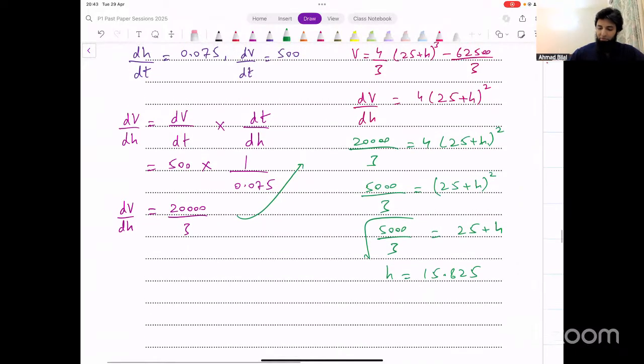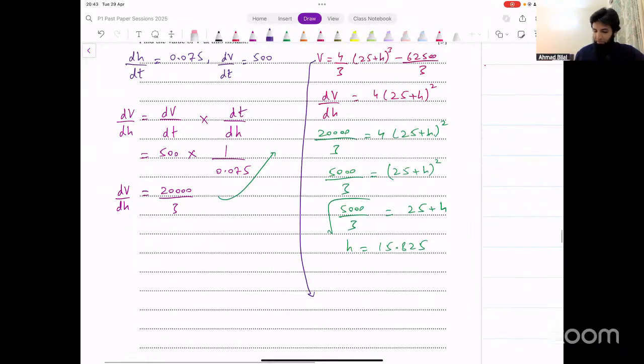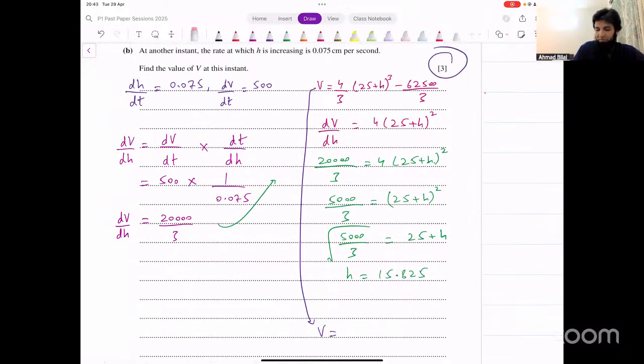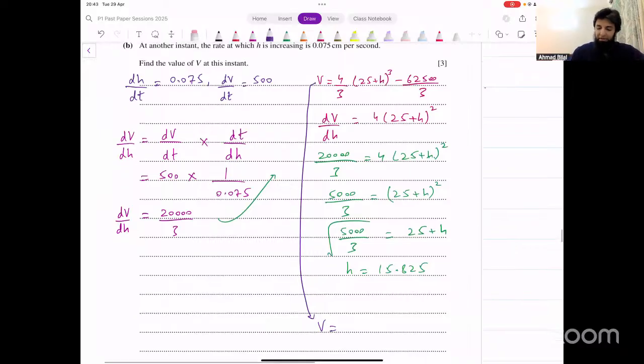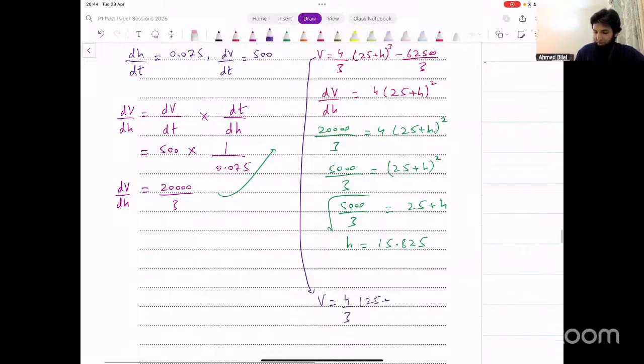And now we can input that value for H back in the function, and that will give us the corresponding value for V. Now in this question, it's 3 marks. So you can actually get away with not writing this because we've already done so much working. We found the value for H, there will be 1 mark for this. We found dV over dH, there will be 1 mark for this. So even if you don't input the value for H here directly, you would not lose any mark. But still, if you have time, you can just write that down here. It doesn't take that long.